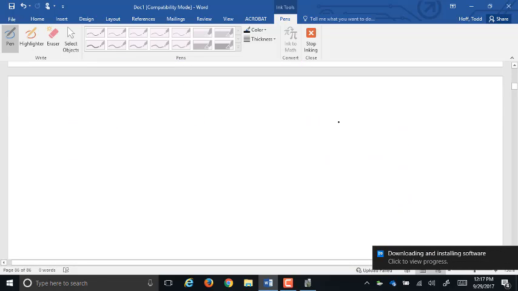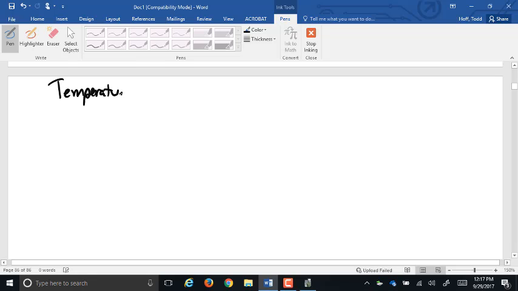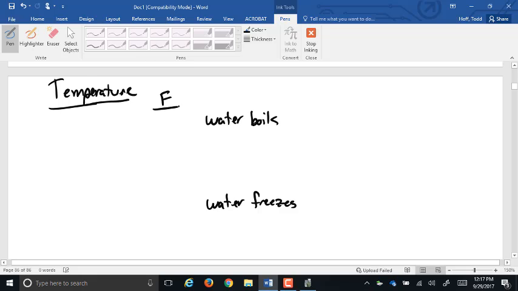Now we've got 3 minutes left, so I've got to talk about one last thing, and that's temperature. We've already seen the conversions for temperature, so I just want to make a couple little notes here quick. Our benchmarks are, of course, when water freezes and when water boils. In our Fahrenheit system, the standard system, what temperature does water freeze? 32 degrees Fahrenheit. What temperature does it boil? 212.